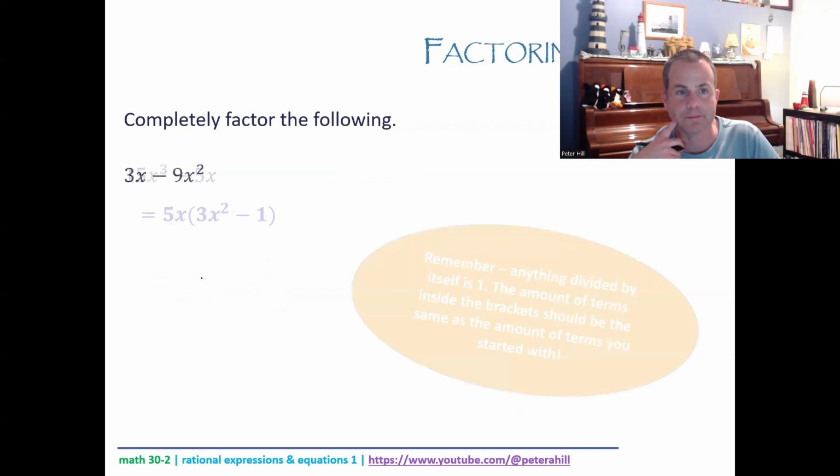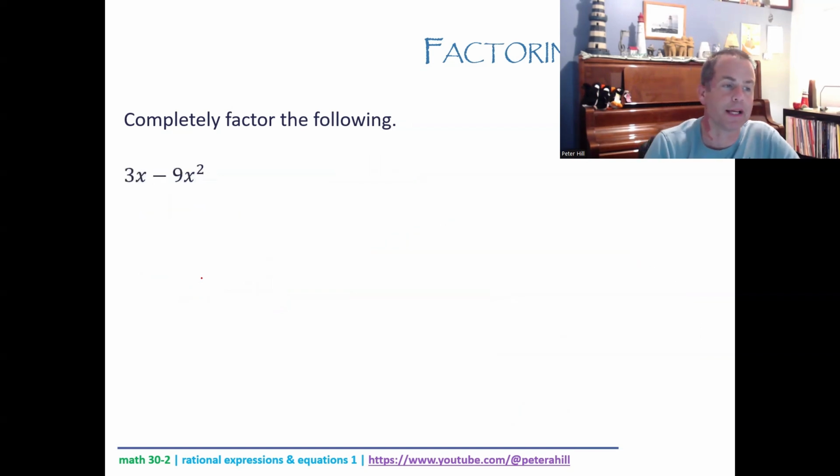Okay. All right. 3x minus 9x squared. I can take out a 3x. And then when I take that out, I'll be left with 1, right? 3x divided by 3x, minus 9x squared divided by 3x would give me 3x.